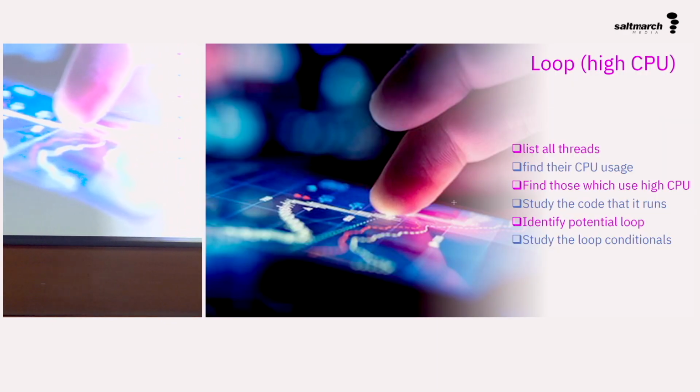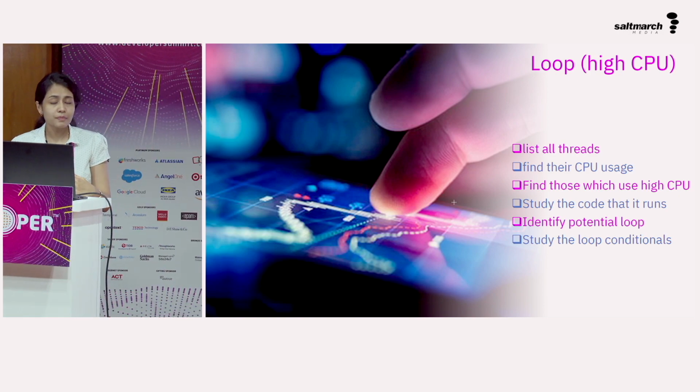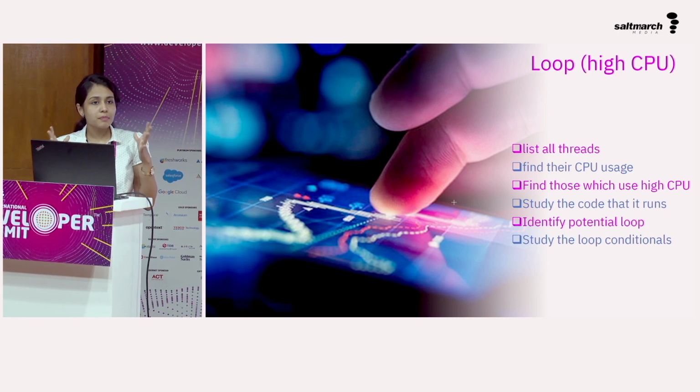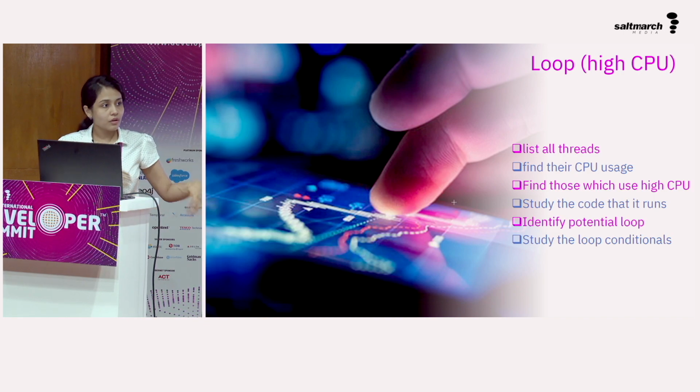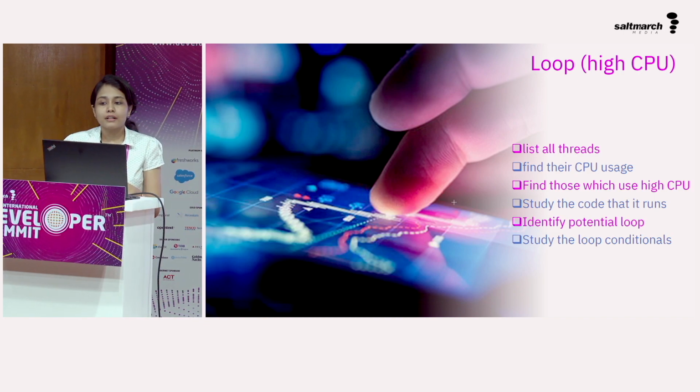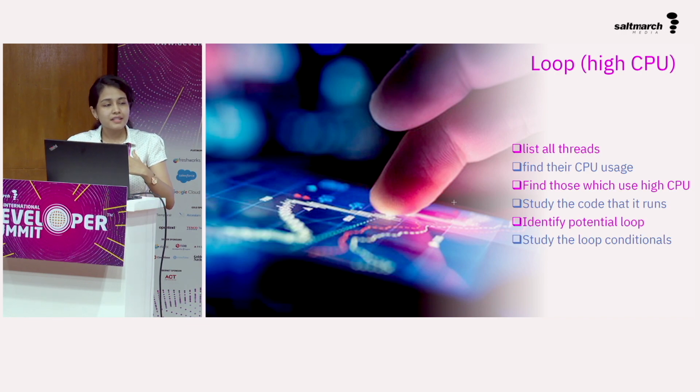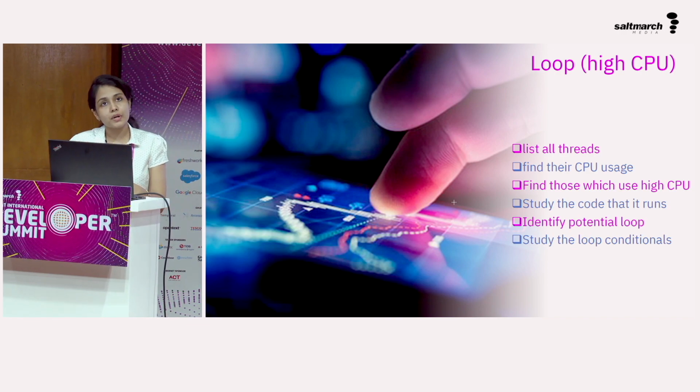So next is a loop or a high CPU, the reverse condition. Optimum CPU usage is anywhere between 20 to 80%. Anything beyond or below that is bad. In this case, a high CPU is when it exceeds around 80-85% of the CPU consumption.